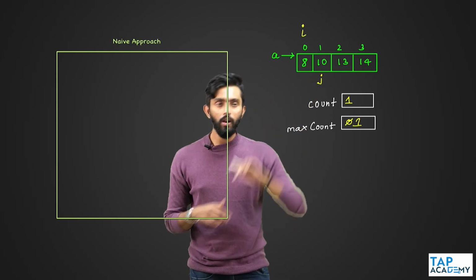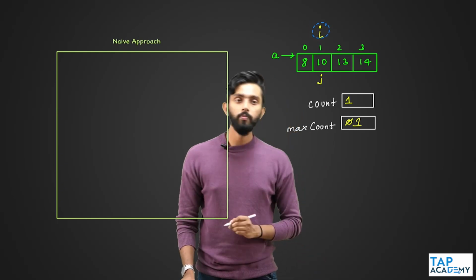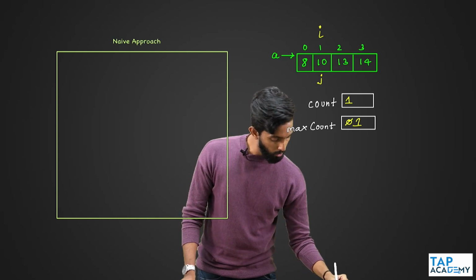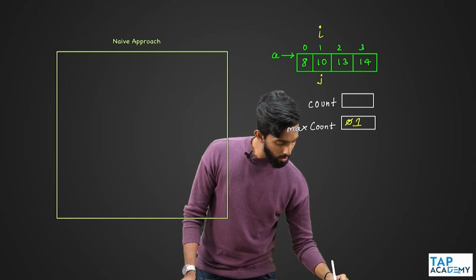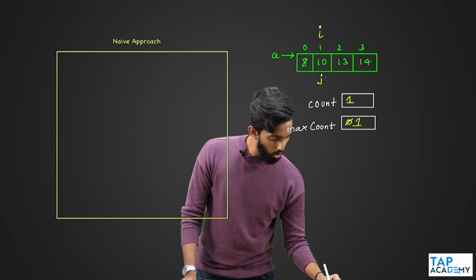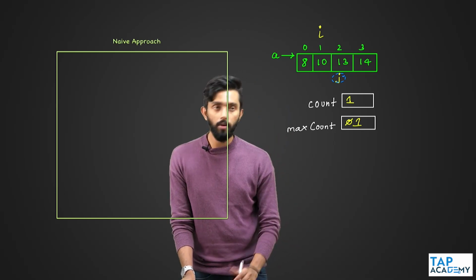Any confusion till here? You are within a loop. I moves forward. Now, the moment I moves forward, goes to a new element, I am going to reinitialize this count and make it 1. Any confusion? J is always going to start one step ahead of I.